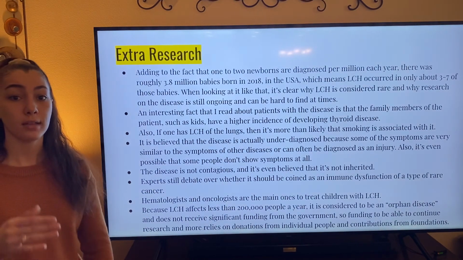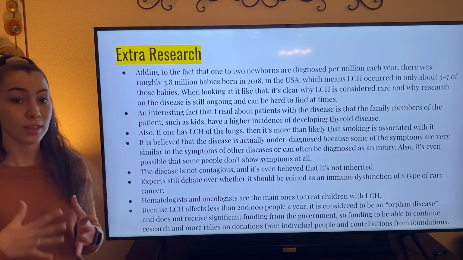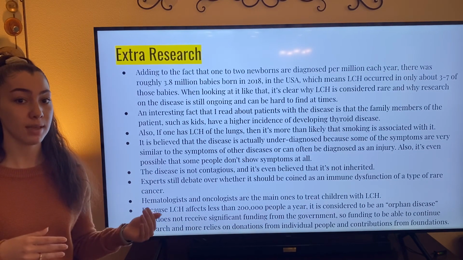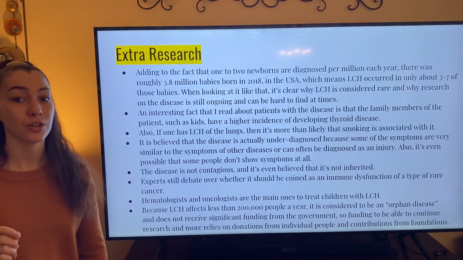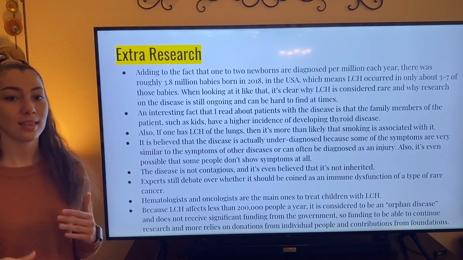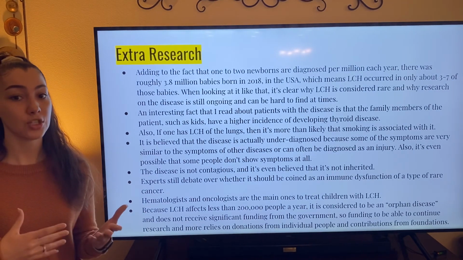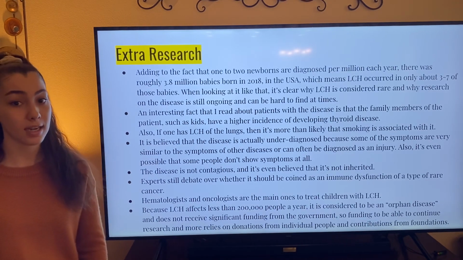So I did want to add to the fact that 1 to 2 newborns are diagnosed per million each year. So there was roughly 3.8 million babies born in 2018 in the USA, which means that LCH occurred in only about 3 to 7 of those babies. When you look at it like that, it's kind of clear why LCH is considered rare and why research on this disease is still ongoing and can be hard to find at times.